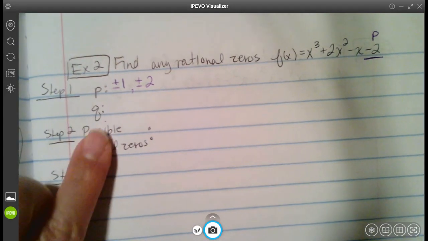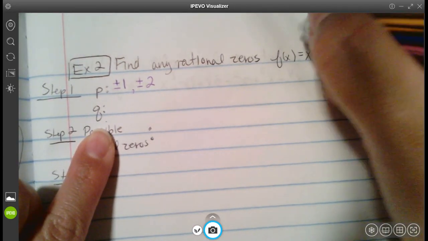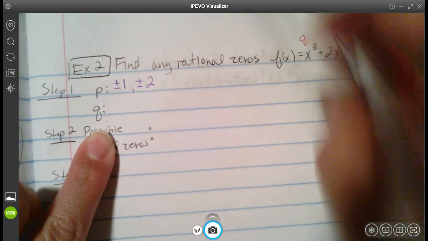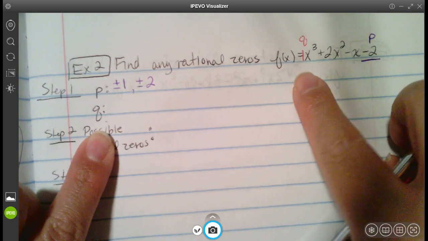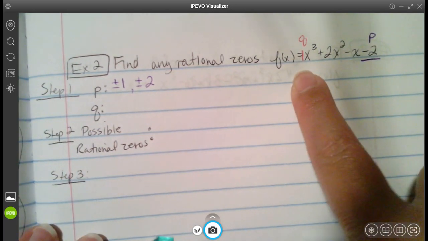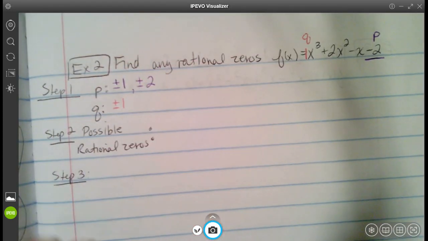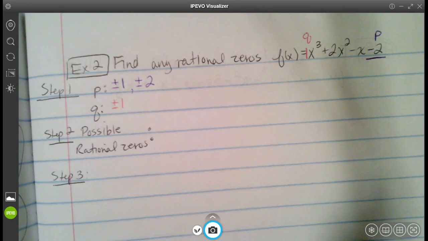Factors of my q, remember q is the leading term, so q is going to happen over here. There's actually a 1 there, so I'm going to put it there just for my own sense of ease. And the only factors of 1 are plus or minus 1. So this one is not too bad. It looks like we can probably only have a few combinations.